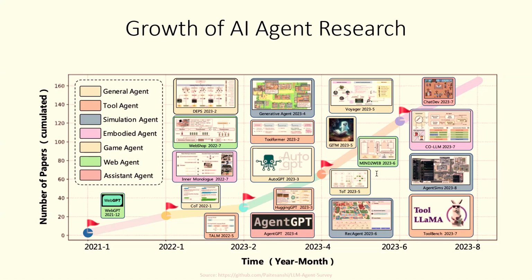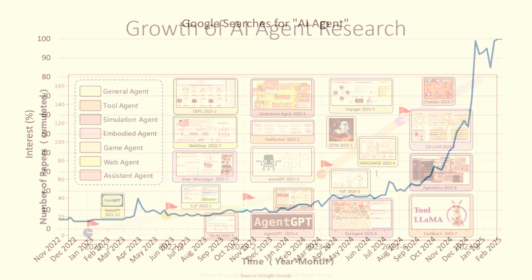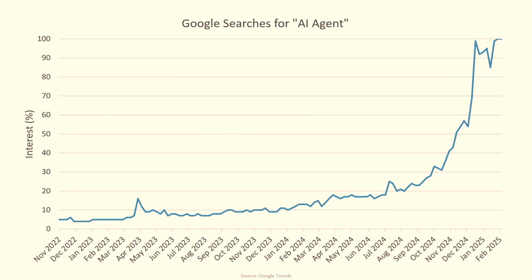Around the time ChatGPT was first released, we saw this initial wave of a new kind of AI agents called LLM agents, or large language model agents. Over the next few years, the number of research papers on these AI agents doubled roughly every year. And so today, AI agents are finally leaving the research lab and entering the world of business. Interest in AI agents has obviously exploded over the past year.